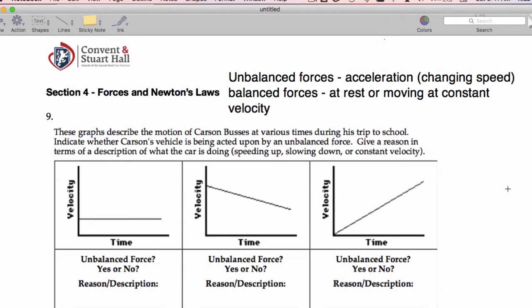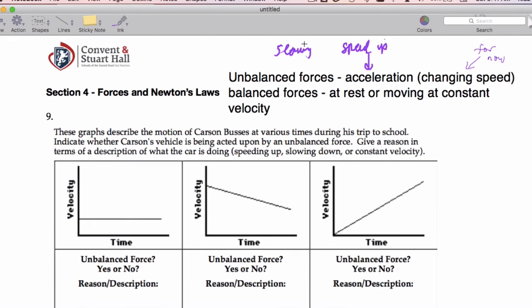So just one small thing. Just for this test, I'm going to say that means changing speed for now. We're going to learn next semester how you can actually keep your speed the same but change direction. But that's a whole topic for another time. For today on these problems, unbalanced forces means speeding up or slowing down. So again, that means speeding up or slowing down.